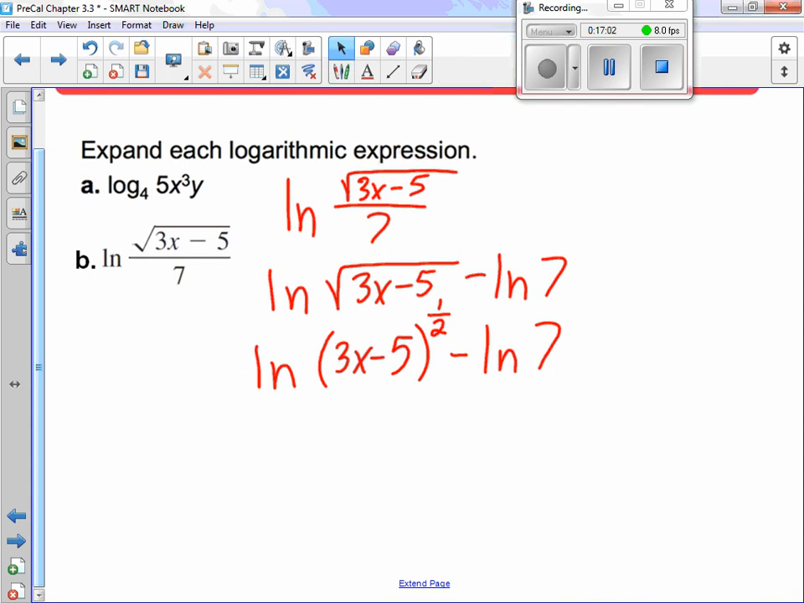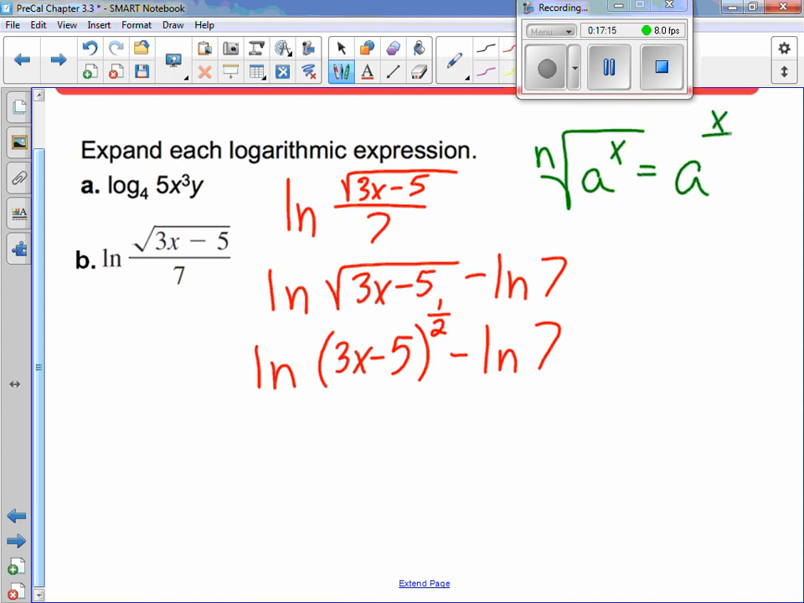Because again, radicals can be rewritten as fractional or rational exponents. And as a side note, the nth root of a to the x is the same thing as a to the x over n. And whenever there is not a number written inside of the radical, an index for the radical, it is always understood to be what? 2. It's always understood to be 2. So the square root would be 1/2.